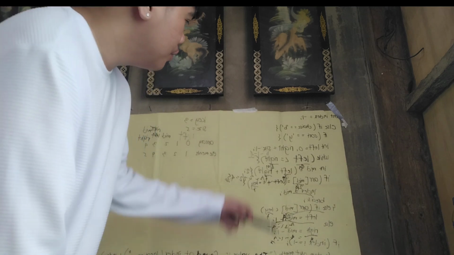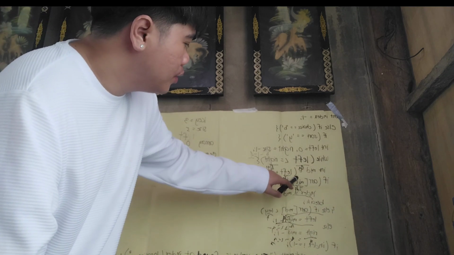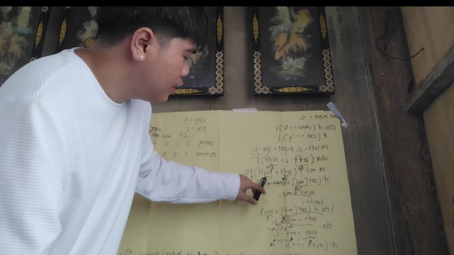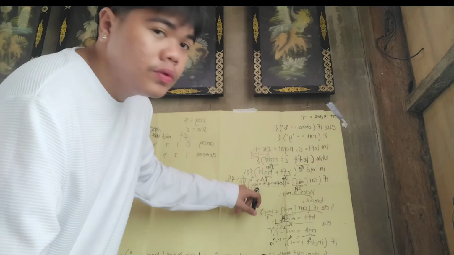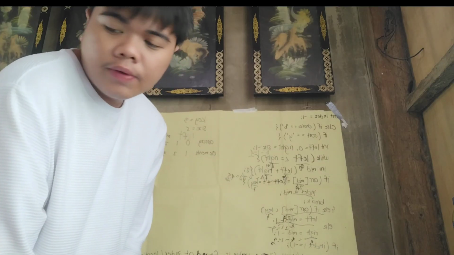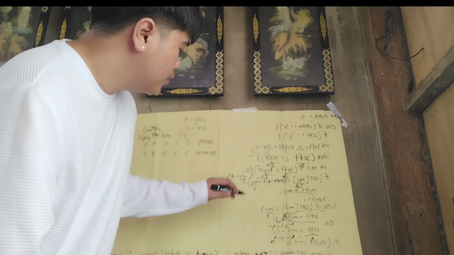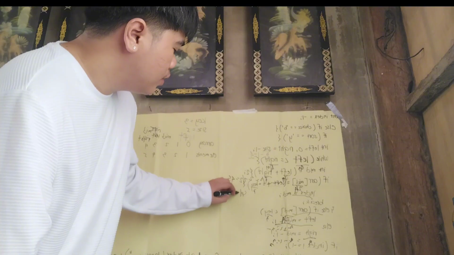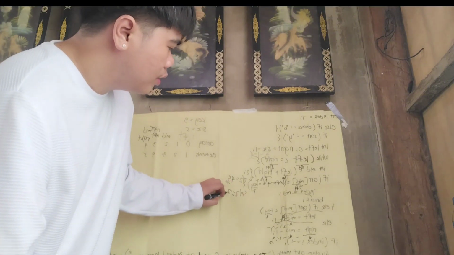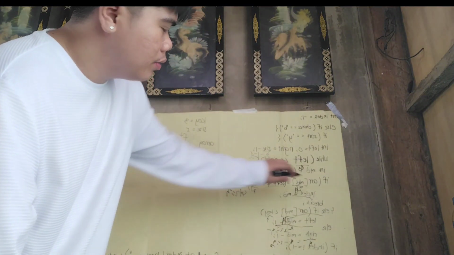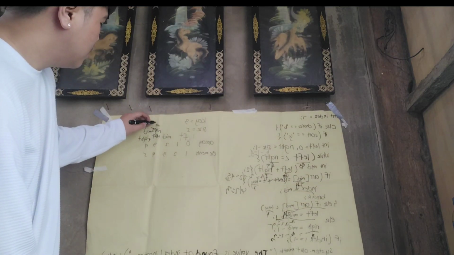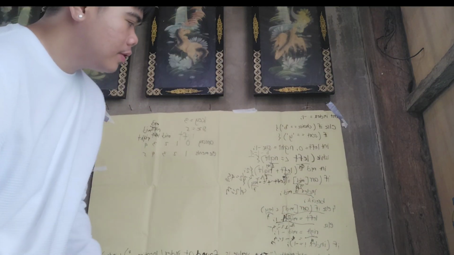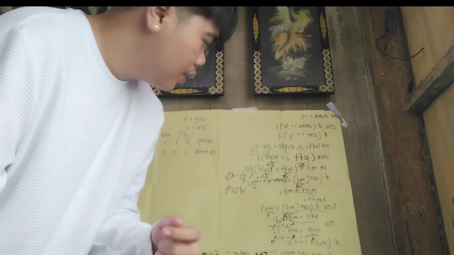So integer mid equals left plus right, 3 plus 3 is equal to 6. Then divided by 2, 6 divided by 2 is equal to 3. So the mid now is 3, which is correct.